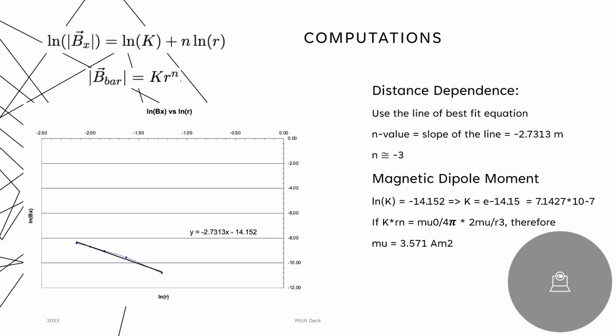And then to determine the answers, we used the distance dependence equation to find the line of best fit, which gave a slope of negative 2.73, which is roughly negative 3, which is what it was supposed to be. Then we found the magnetic dipole moment, starting with the natural log of k, which is negative 14.152, or k being e to the negative 14.15, which is also equal to 7.1427 times 10 to the negative 7th. And according to the Biot-Savart law, mu is equal to 3.571 ampere meters squared.